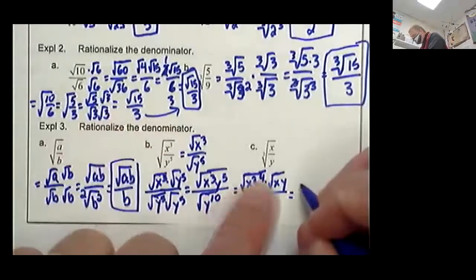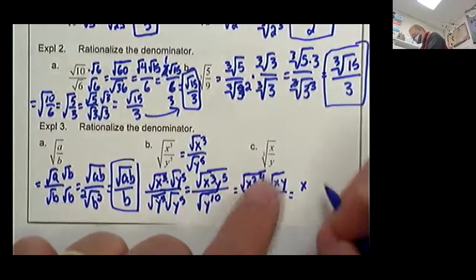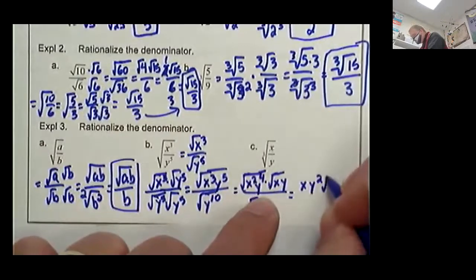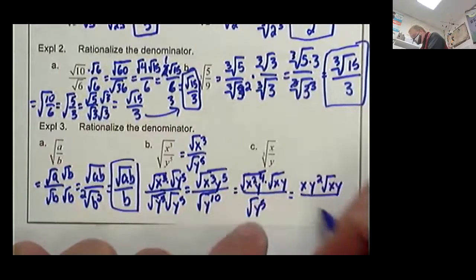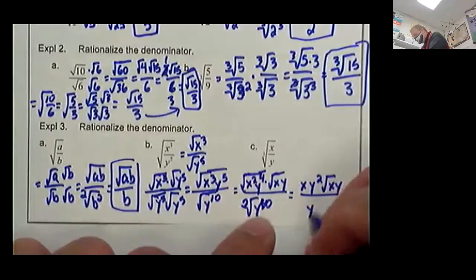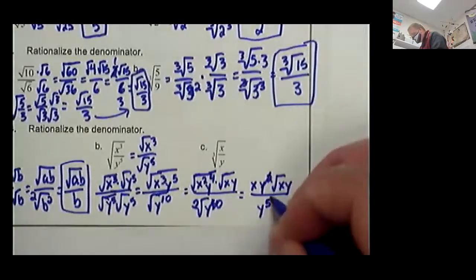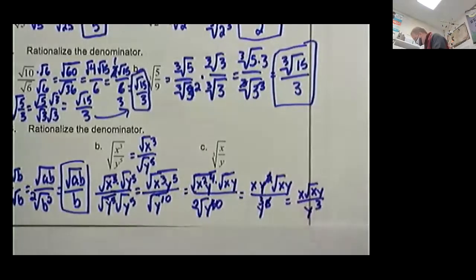And so we have square root of x squared is x. There's 2 square root of 2's here, so y squared, square root of xy, all over y to the 10th. So 10, 2, there's actually 5 2's in the 10, so that's y to the 5th. And we're still not done because we can simplify y squared over y fifth as y cubed, so our final answer is x square root xy over y cubed. Kind of a long problem.